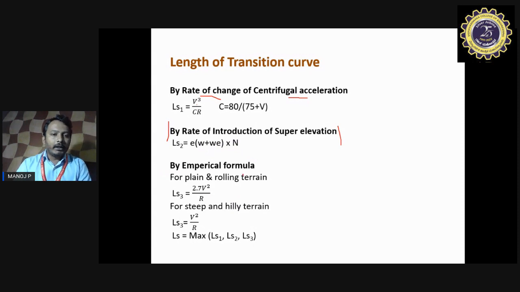By empirical formula for plane and rolling terrain, this is purely an empirical formula: 2.7 V square divided by R for normal terrain or plain terrain. For steep and hilly terrain, V square divided by R. We use these three formulas. We take the length of the transition curve as the maximum of whatever value you get from these three equations.